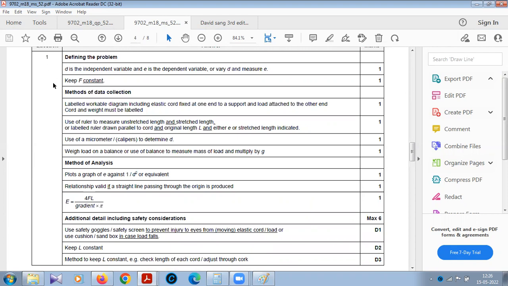Here we are also keeping the force constant. You can write the length as constant too. This is the constant variable that we are keeping constant. And you have to show and label the workable diagram. We also have to explain that we take multiple readings and measure the new length after it's extended and subtract the unextended length. That will come under procedure. For the workable diagram there is 1 mark. For writing the independent variable and dependent variable, there is 1 mark.